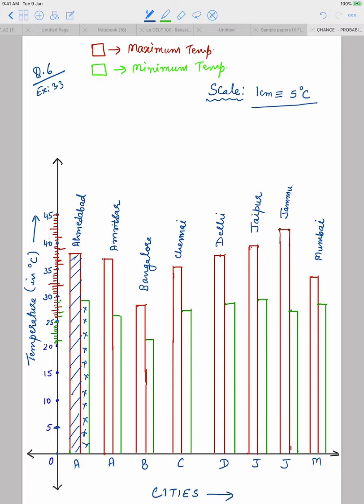So this is how we do our double bar graph, and then you can do questions pertaining to them by looking at the graph. I think you all will be able to do it. If there is any doubt, then you can ask me. Okay, so I hope it's clear to you all now.